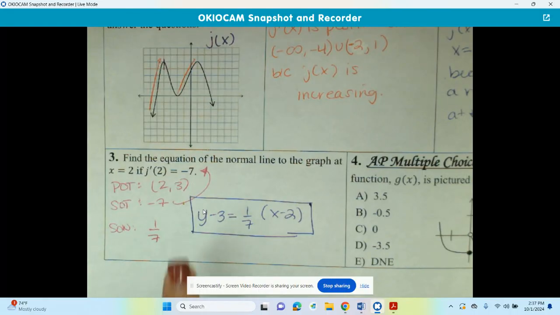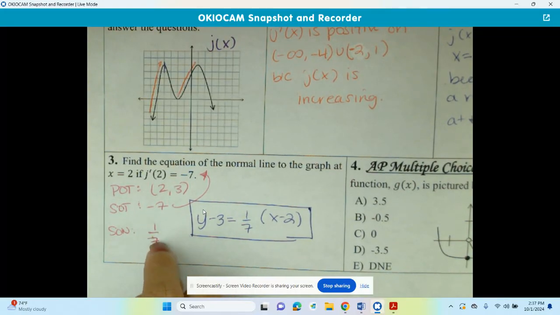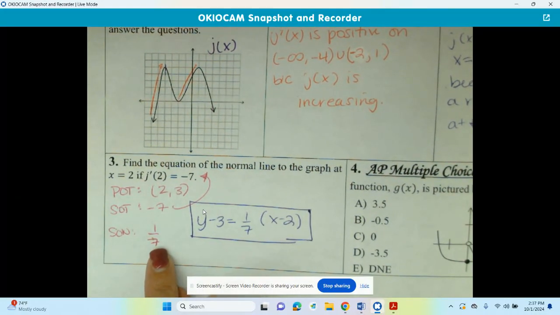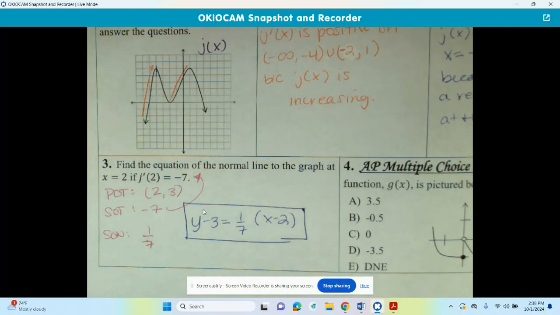The sot was given to us. j prime of 2 is going to be -7. So that's where I got that from. Then obviously the sun is the opposite reciprocal, so positive 1/7. And then we're just going to put that into our equation: y minus 3 equals 1/7 (x minus 2).